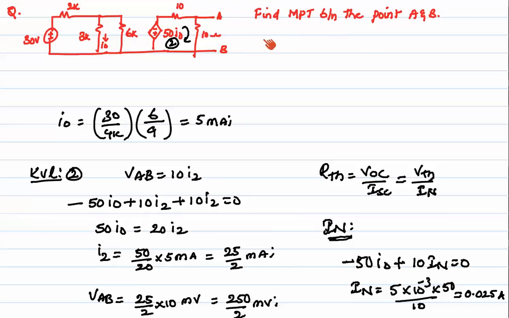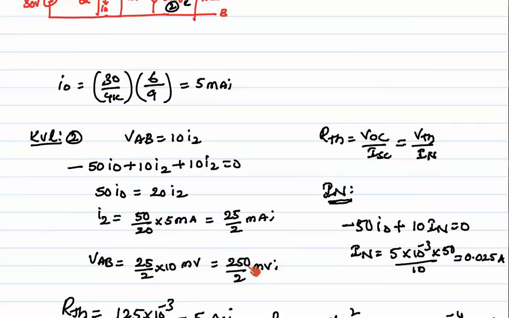And we need to find RTH. When we want to find the RTH, what do we have to do? We have to find the open circuit voltage by the short circuit current, ISC. Why? Because we cannot directly apply the usual method, since we have dependent sources. So RTH is equal to VOC by ISC. VOC is nothing but VTH, and ISC is IN. We already know VTH, 250 divided by 2 millivolts, and IN we have to find.